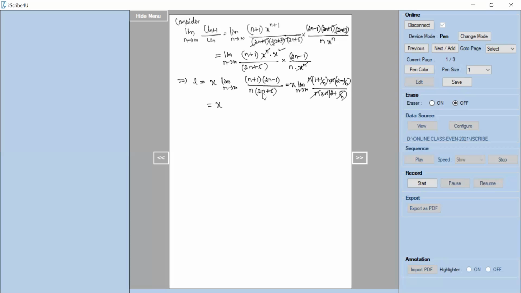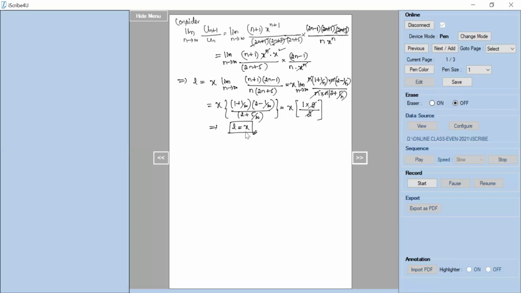This is equal to x into, substituting the limit, (1 + 1/infinity) into (2 - 1/infinity), divided by the denominator (2 + 5/infinity). This implies x into, see, 1/infinity is 0, so 1 plus 0 is 1, into 2 minus 0, which is just 2, divided by the denominator 2 plus 0, again 2. So this 2 gets cancelled, and we get L is equal to x.